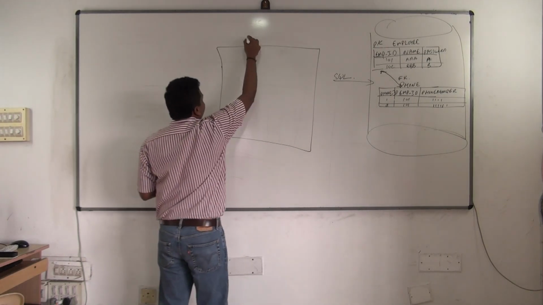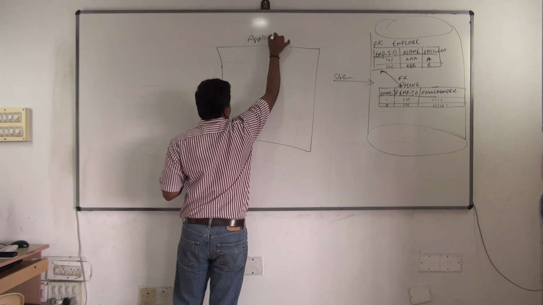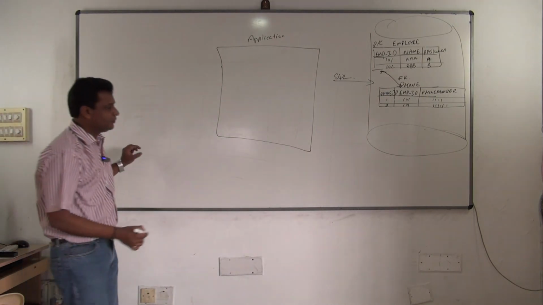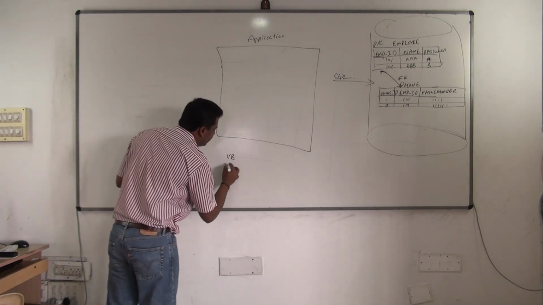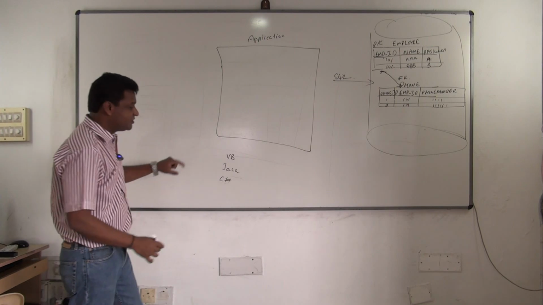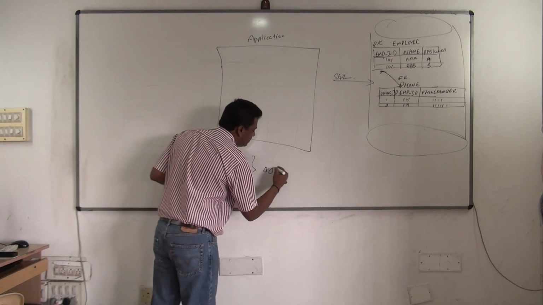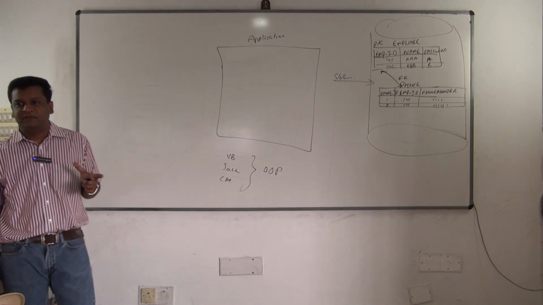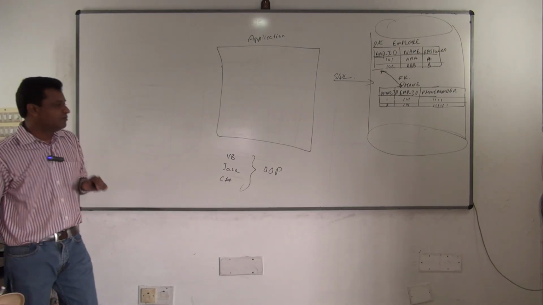See, this is your application. As I told you, you can develop your application in any language. You can develop it in VB, Java, or C#. That is secondary. But these are all object-oriented languages. Yes or no? Yes, fine.